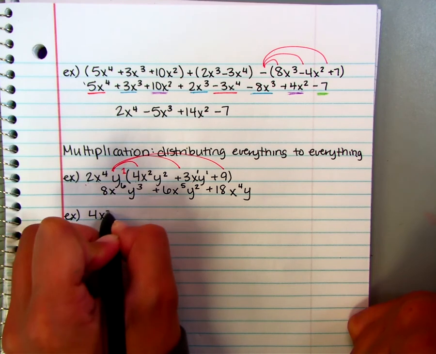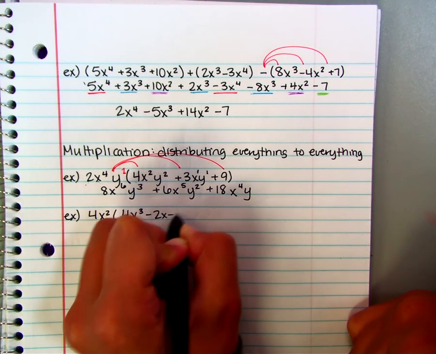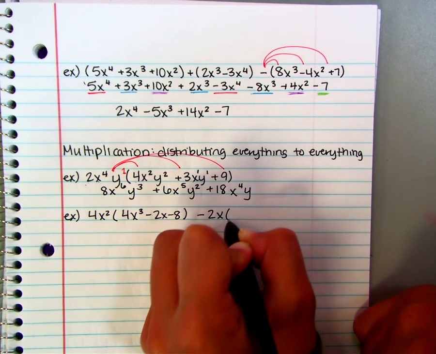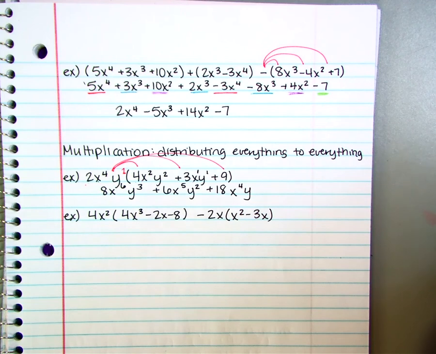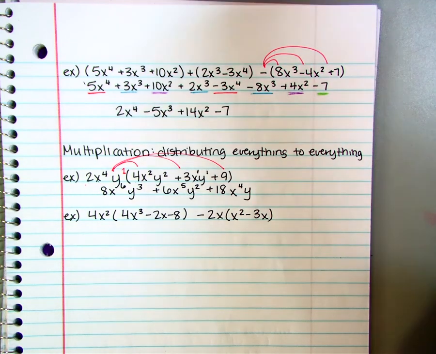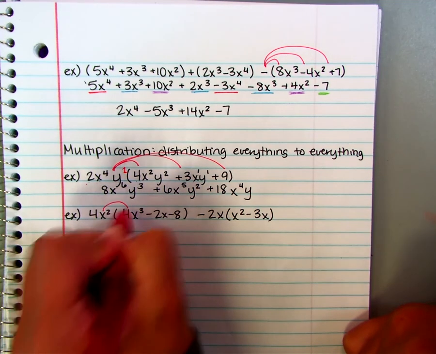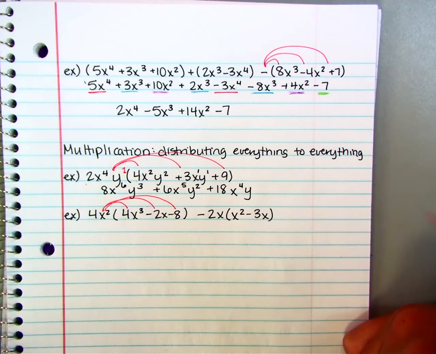So we'll have another example with distribution. So we'll have 4x squared times 4x to the third minus 2x minus 8. And then we're going to add a second set, adding a little more complexity. So we've got 2 sets of parentheses, which means we're going to distribute some terms twice. So I'm going to go ahead and distribute it with my little arrows in that first term.